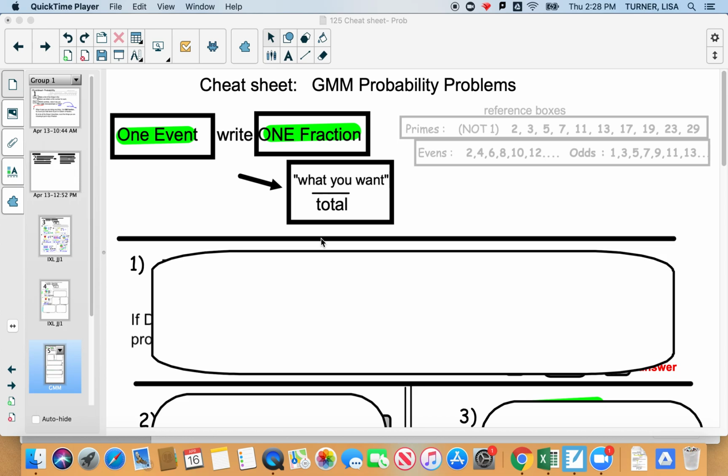Welcome to a quick video illustrating the cheat sheet for the GMM probability problems this week. These again are one event problems: one pick, one roll, one spin, and we're only using one fraction in our calculations. What you want the probability of over the total.